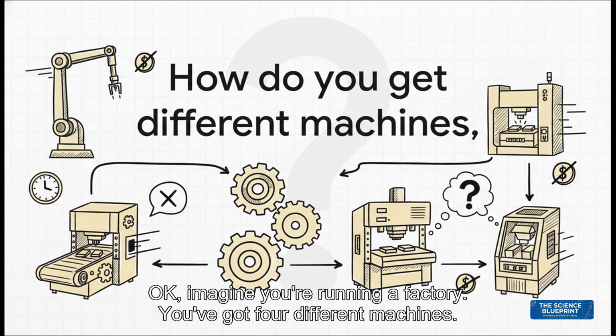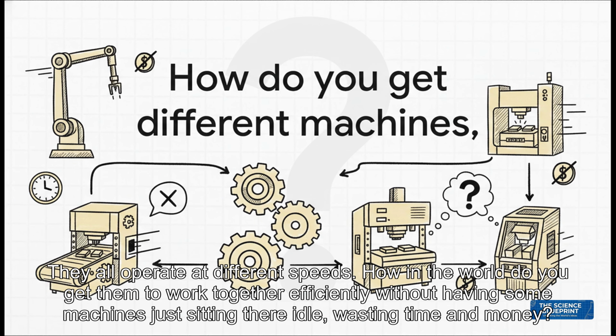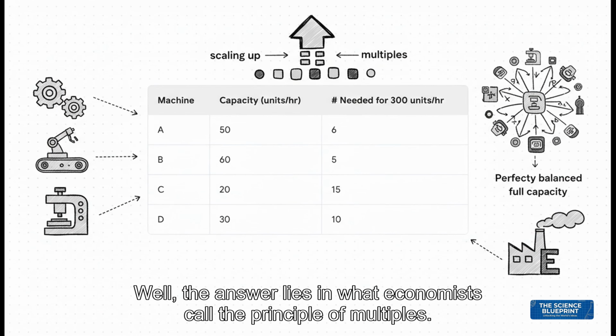Okay, imagine you're running a factory. You've got 4 different machines, they're all essential to your process, but here's the catch. They all operate at different speeds. How in the world do you get them to work together efficiently without having some machines just sitting there idle, wasting time and money? Well, the answer lies in what economists call the principle of multiples.